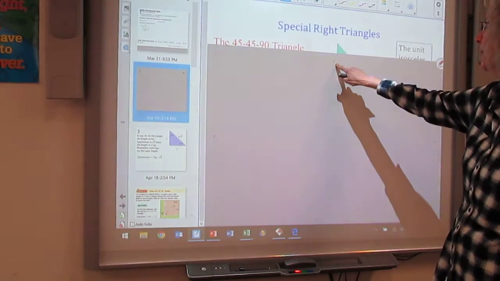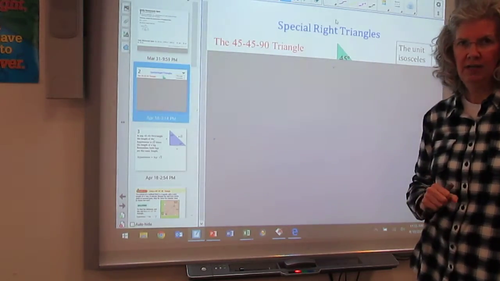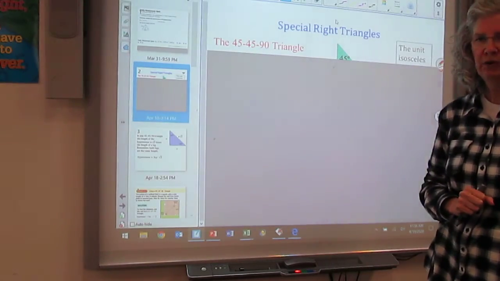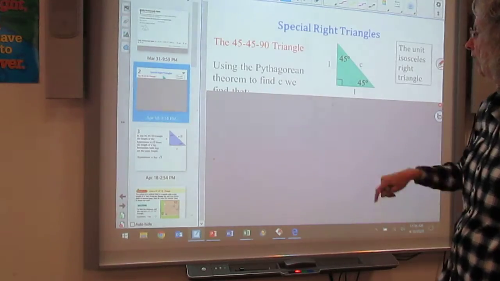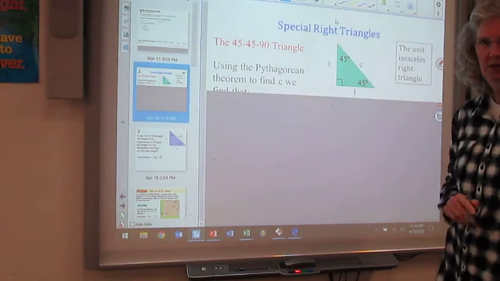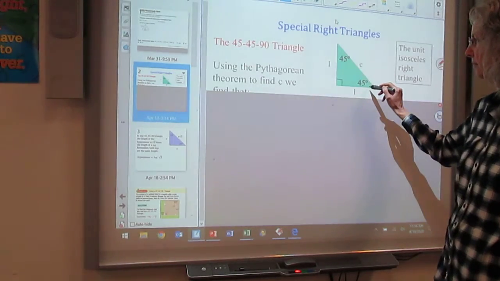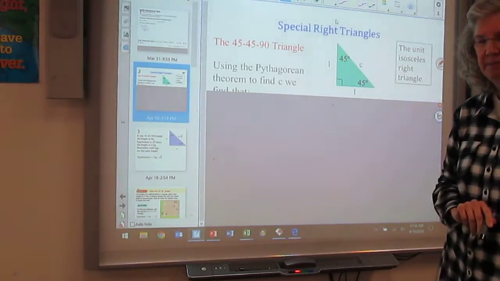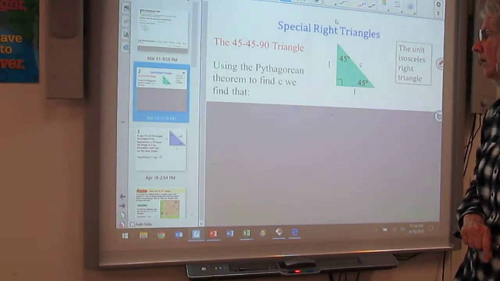Today we're going to talk about special right triangles. There are two special triangles that we're going to talk about today. The first one is the 45, 45, 90, and there's a picture of it. Obviously, if you have a right triangle, if one angle is 45, the other has to be 45. Because these angles are the same measure, these sides have to be the same measure. You'll learn that later on in geometry to prove that.